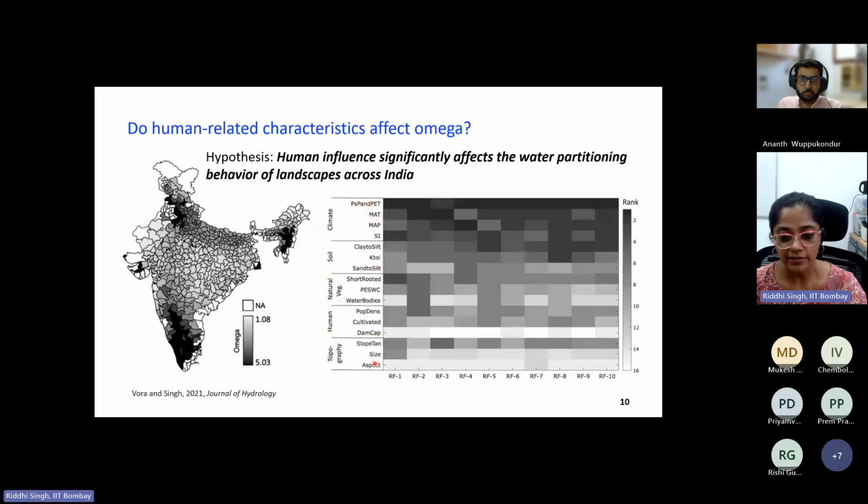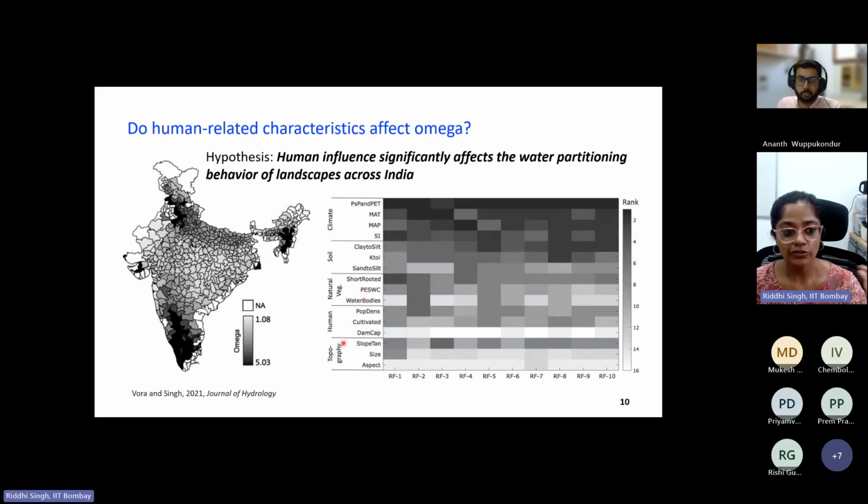So this is the final result on the right side, where you see that climate is by and large the most dominant control, even on omega. I mean, we are already using climate to explain the runoff ratio, but even to explain the omega values, climate is important, which means that primarily things are being governed by climate. Soils are the next most important controls, the type of soil and then vegetation.